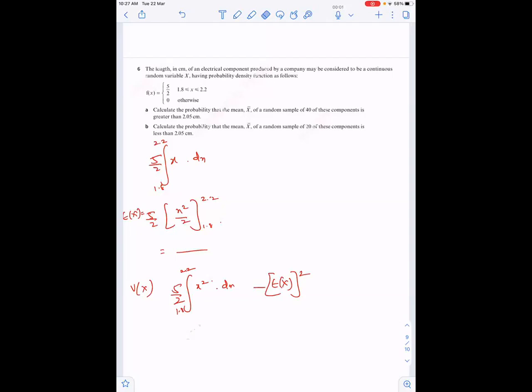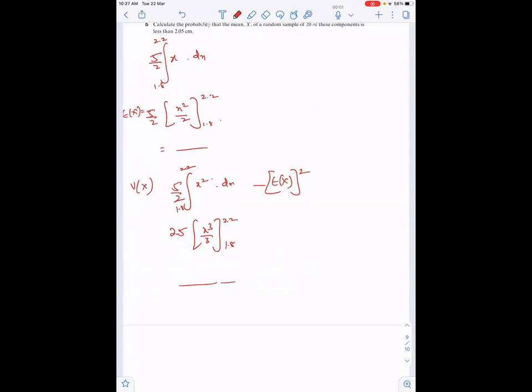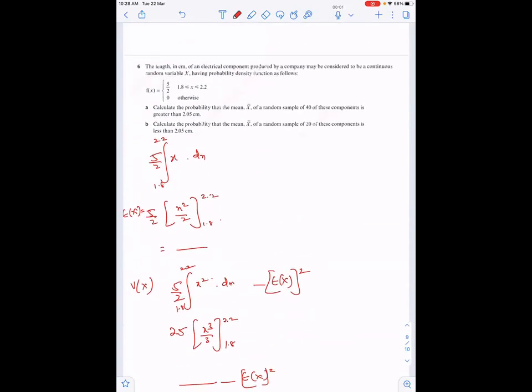So you will integrate this. This will become x cube upon 3, with boundaries 2.2 and 1.8. Apply the boundaries. Whatever is this answer minus the answer of mean squared is going to give you the variance. And once you get the mean and the variance, you can approximate this to normal distribution. Write down the mean here, variance here divided by the sample size, which is 40. So the mean is going to come here, the variance is going to come here. Are you clear with this much?